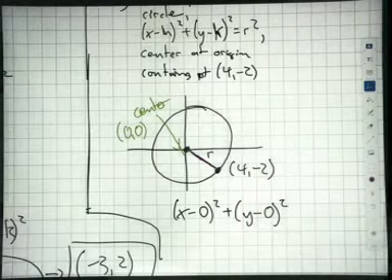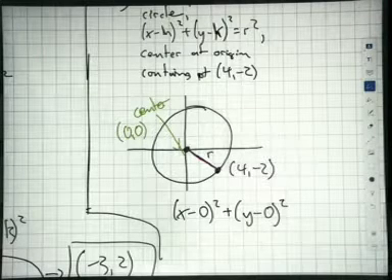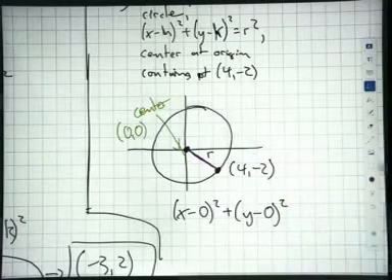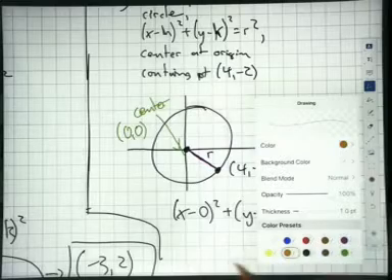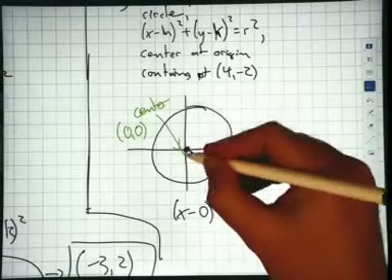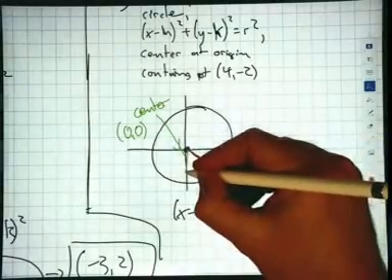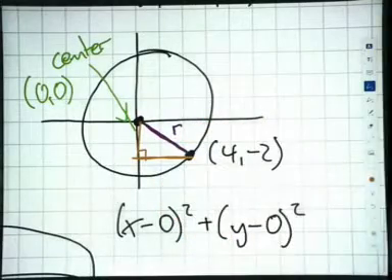Now, it doesn't tell me what r is, but I can find out what r is using the coordinates that they give us. So here's the idea that you want to do. You want to create a triangle, and more specifically, this is a right triangle.